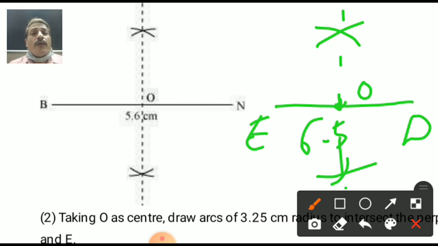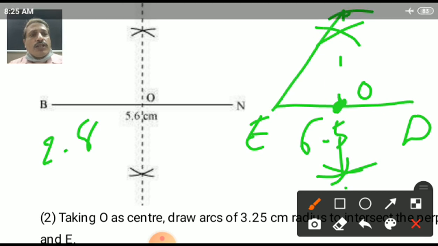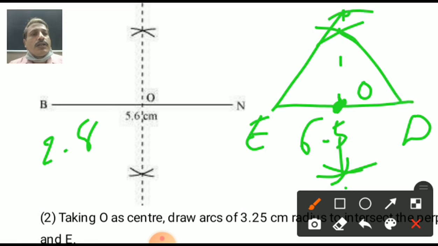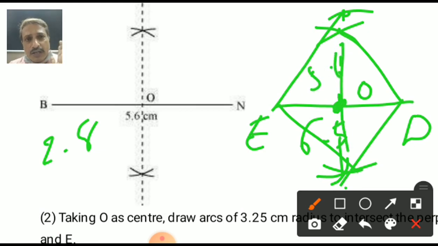Now from here, 5.6 half is 2.8. Take the center O and draw an arc of 2.8 here and 2.8 here. Now the points are here, join them. One here and one here. Your rhombus is ready. This is my 5.6. This is also correct, so don't be confused.